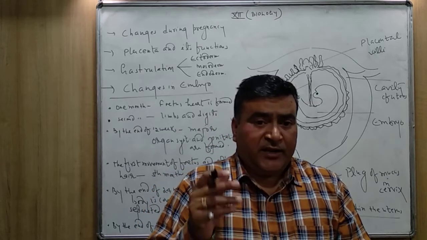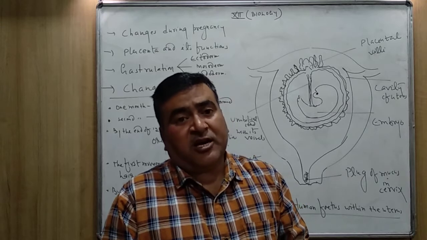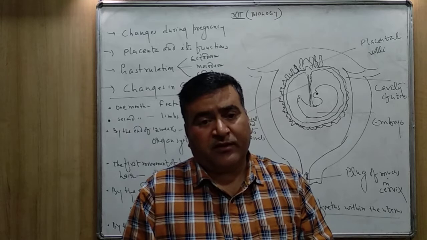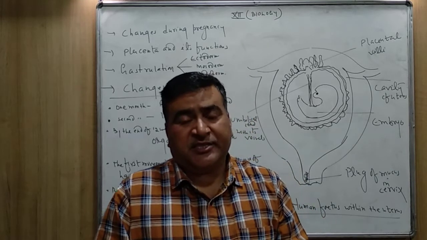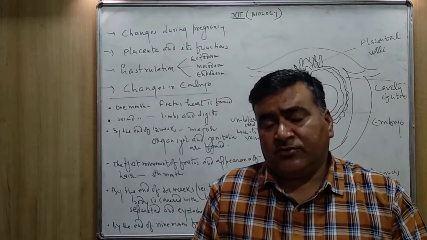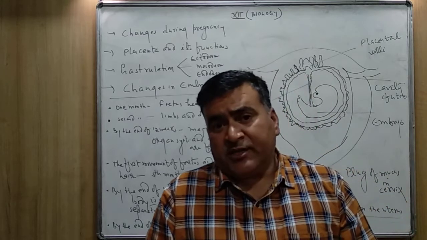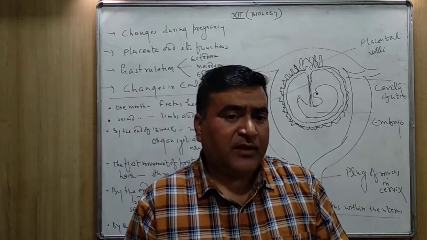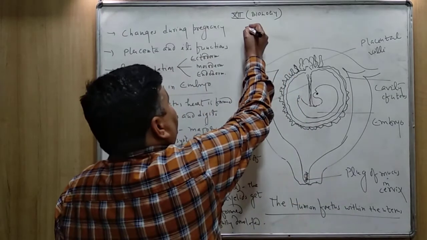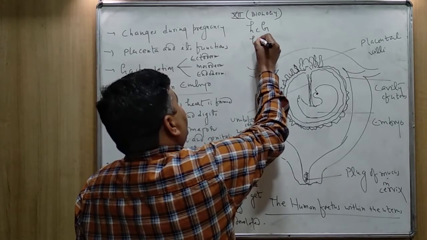Placenta not only provides the nutrients and oxygen, but placenta also acts as an endocrine tissue. Sometimes there will be a question: justify why placenta is called an endocrine tissue. Because placenta produces so many hormones also, and these hormones are, you can see in your book, HCG. There is a hormone that is called HCG, HPL.